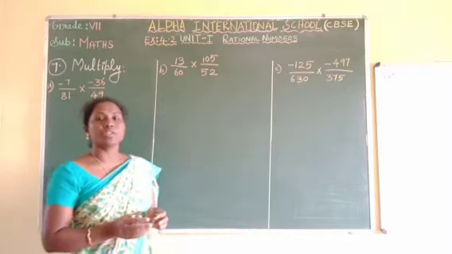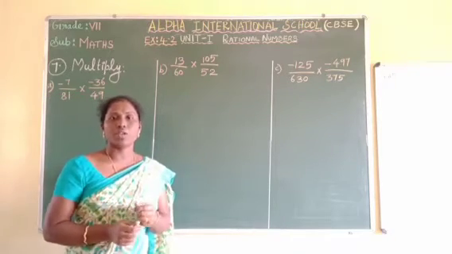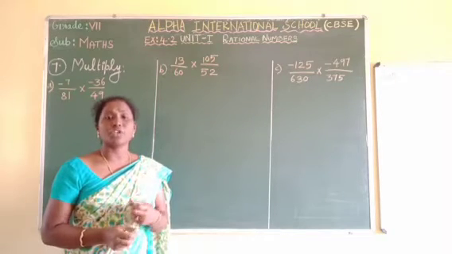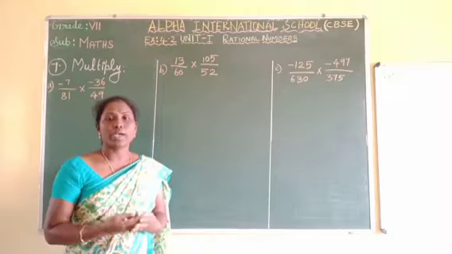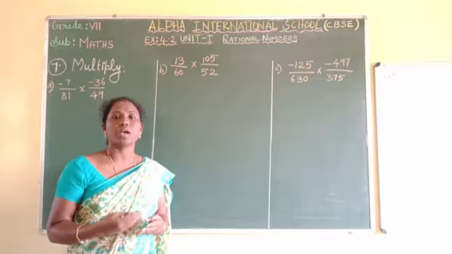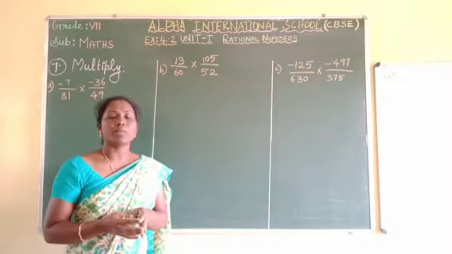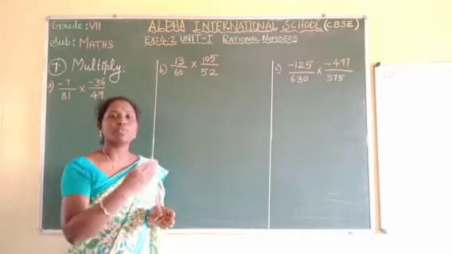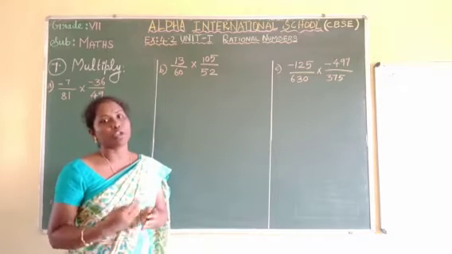In addition, we have one rule. If you want to add or subtract rational numbers, we have to see the denominator. Only if the denominators are the same can you add or subtract the rational numbers. Otherwise, we have to take the LCM, and then only add or subtract. But in multiplication, there is no need to see the denominators. You can multiply numerator with numerator and denominator with denominator.